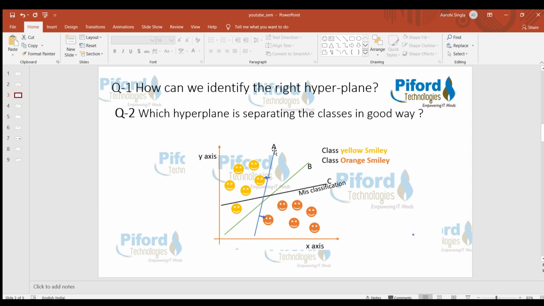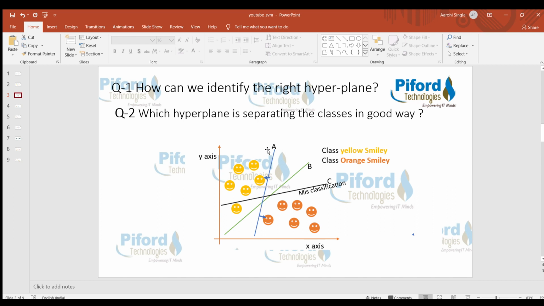Over here we have three hyperplanes, or you can say frontiers, or lines. One is the blue hyperplane, the other one is the green hyperplane, and the third one is the black hyperplane. Now the task is to choose the right hyperplane out of these three. How can we choose that? By seeing which particular hyperplane is separating the classes in a good way. Let's see one by one.